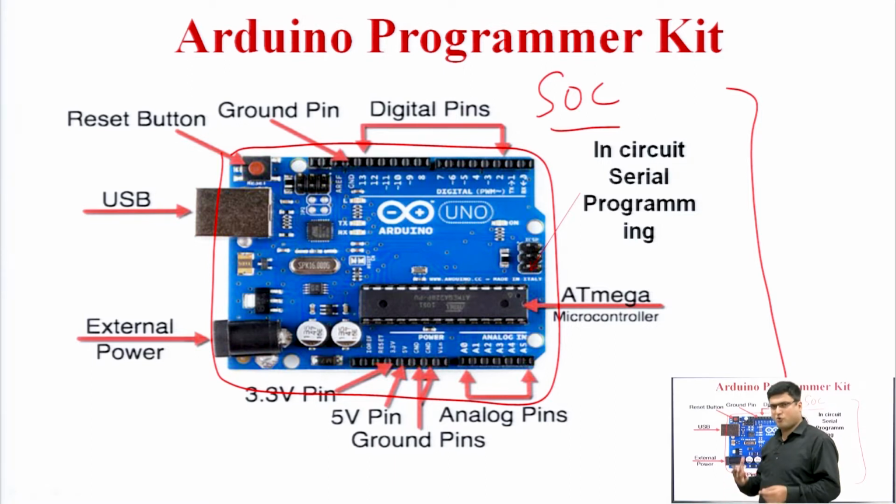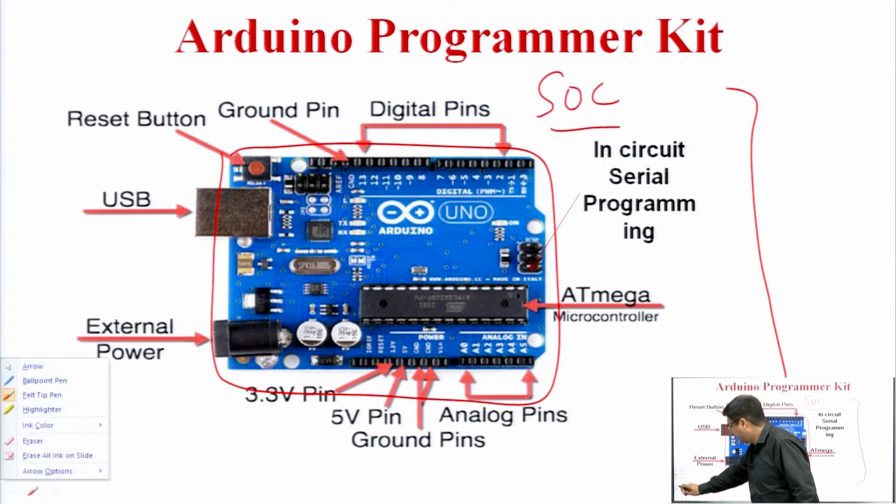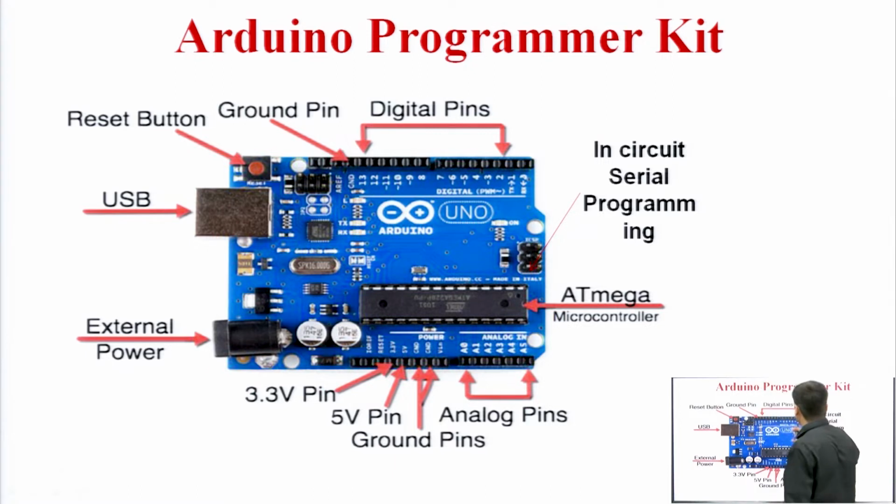So, this is a system, where all the things are available on the same chip. In case of Arduino, that is why it is called system on chip. In this programmer kit you can see we have peripherals like USB. You can connect a USB cable to Arduino through this module. It has a reset button. Reset button means that when you press it, you can go back to the initial value.